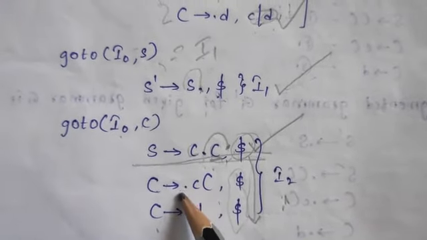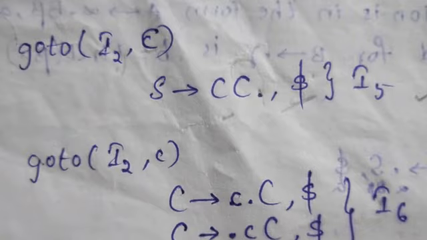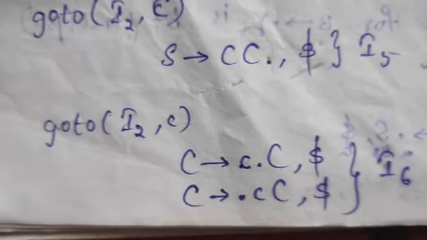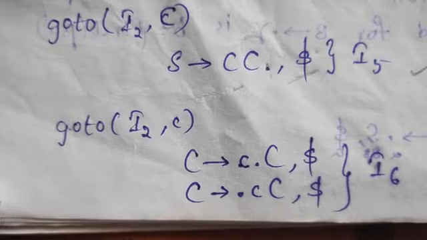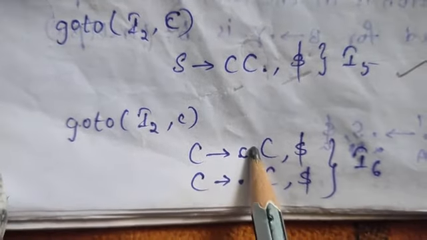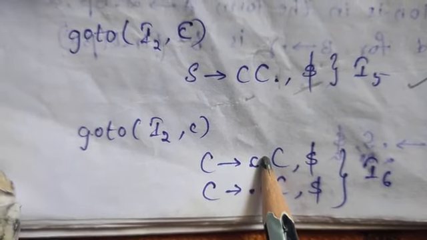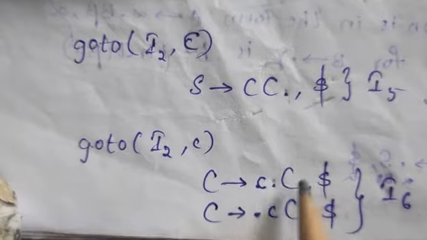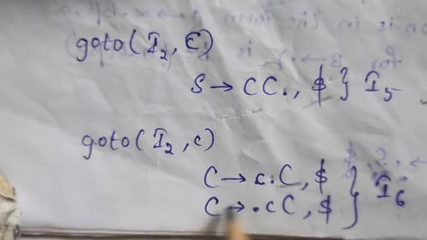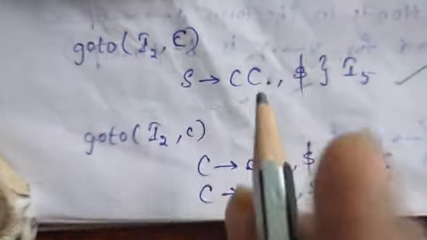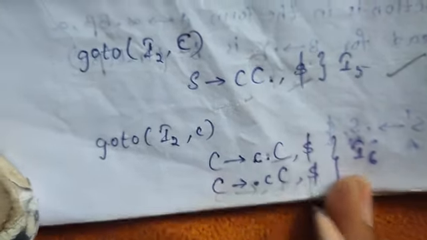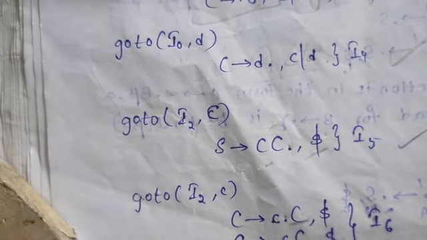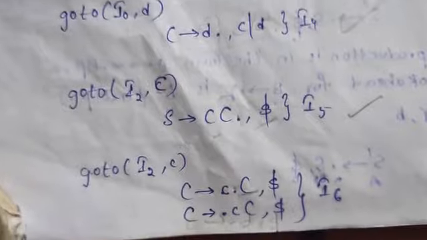In the second one the dot will be moved by small c. For that reason, in go to I2, the dot should be moving by small c, so capital C tends to small c dot capital C. Here again the dot will be before a non-terminal, that is capital C. For that reason you need to place C related productions here, that is C tends to dot capital C and C tends to dot d dollar, these three things. These three things will be placed under this.